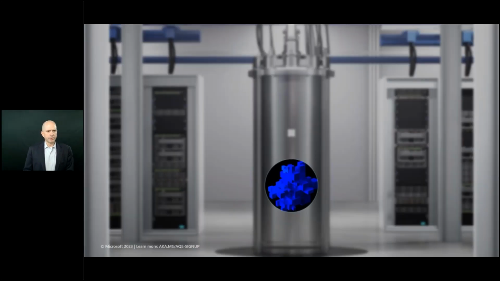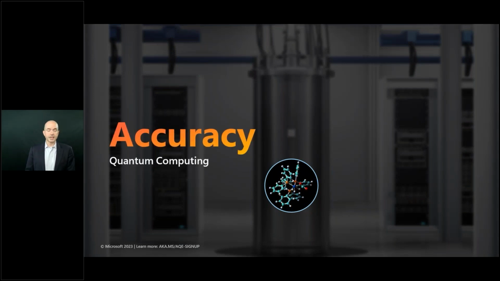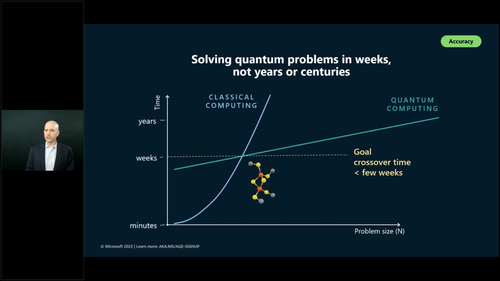I want to wrap up the presentation by talking about accuracy. And as I mentioned at the start, accuracy is the third technical challenge that we're working to address with Azure Quantum Elements, and it is the primary target of quantum computing. When you run classical simulations of quantum mechanical processes, you have to make approximations. And this curve shows why we make those approximations.